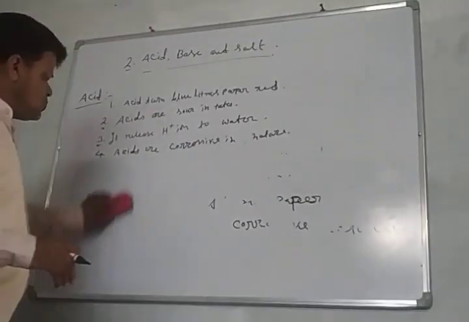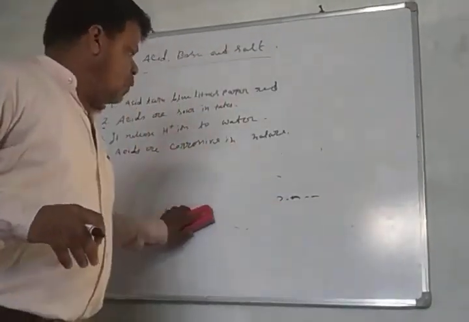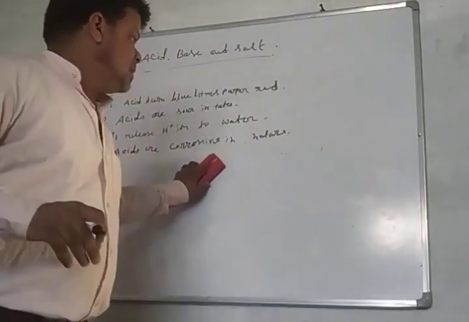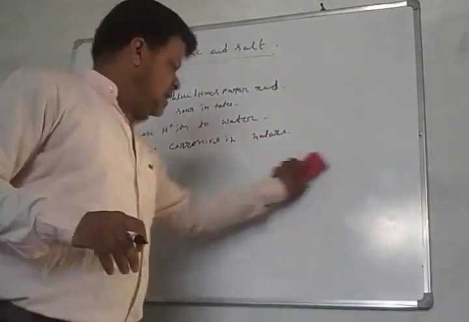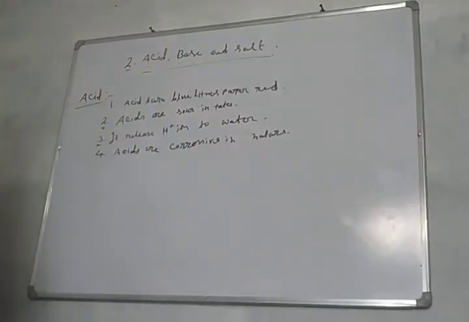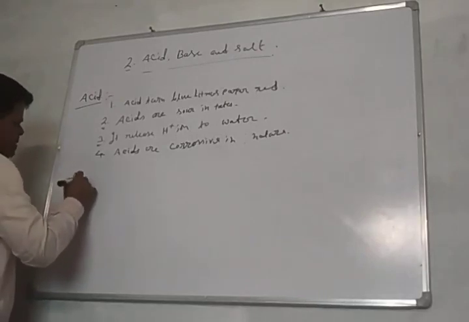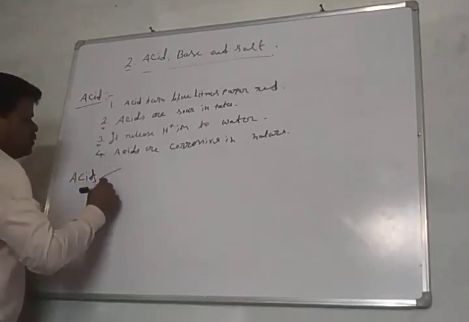So I have discussed the basic characteristics and definition of acids and bases. I hope it is clear to you all. Right now, let me discuss the different types of acids and bases. In general, there are 2 types of acids and bases. One is called natural acid or organic acid. Another is called synthetic acid or manual acid.